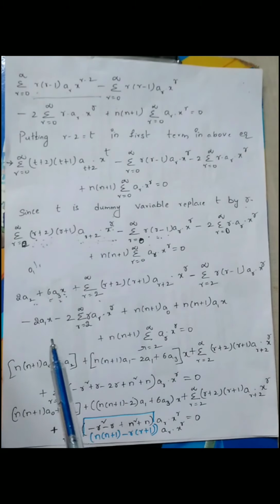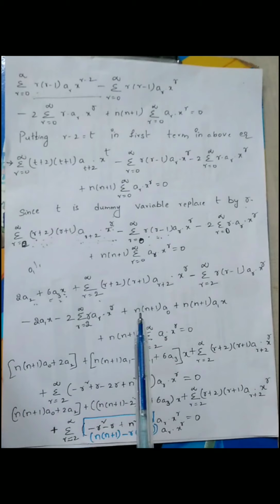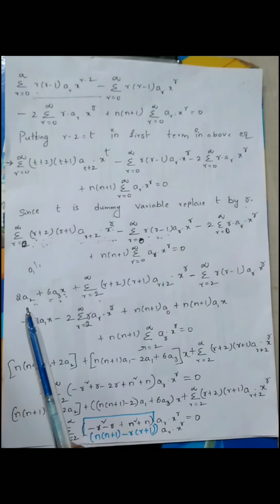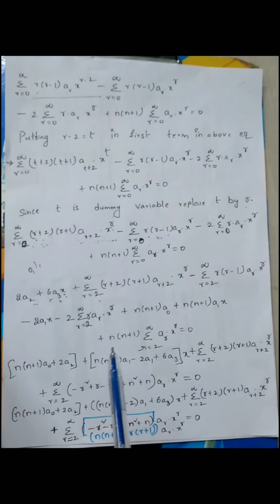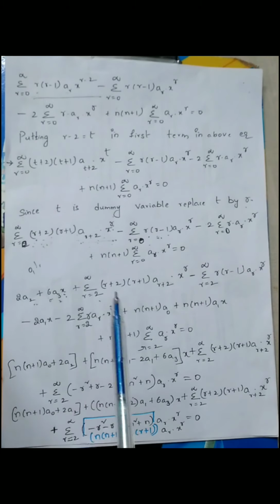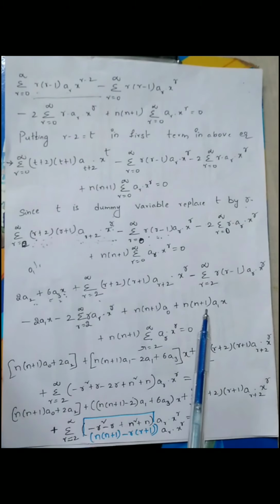So we further simplify this whole equation. First we write the constant terms. Constant term means n into (n plus 1) into a naught and this 2a2. Next we write the x terms: 6a3, and this minus 2a1, and this x term n into (n plus 1) into a1. We take x common.